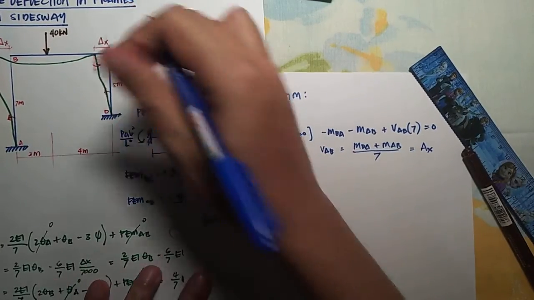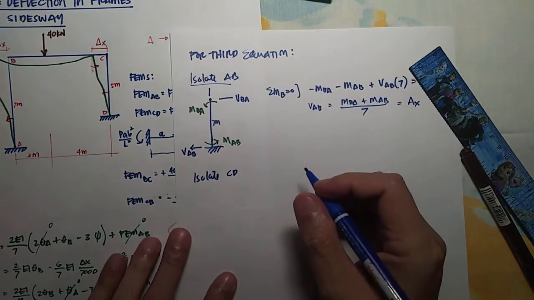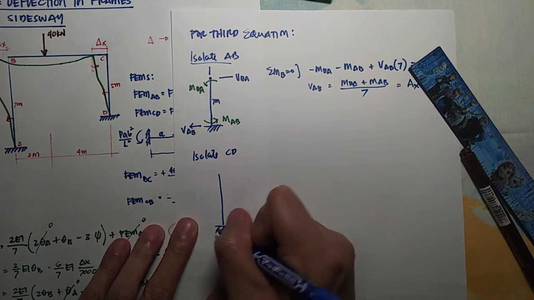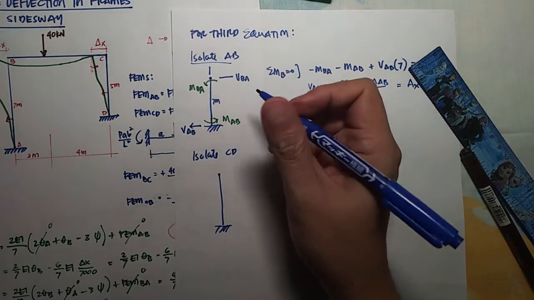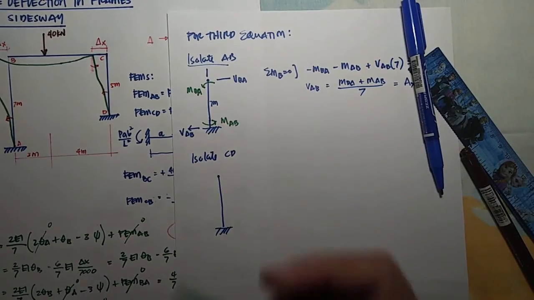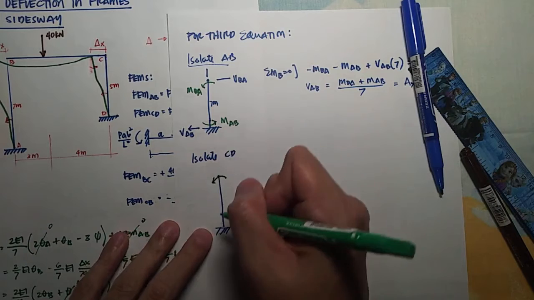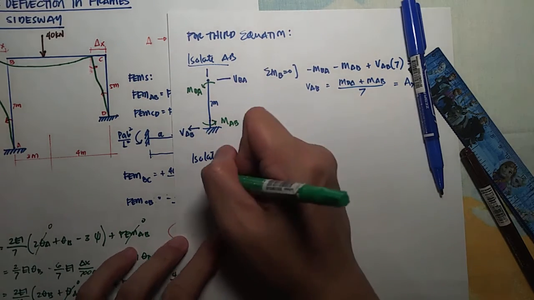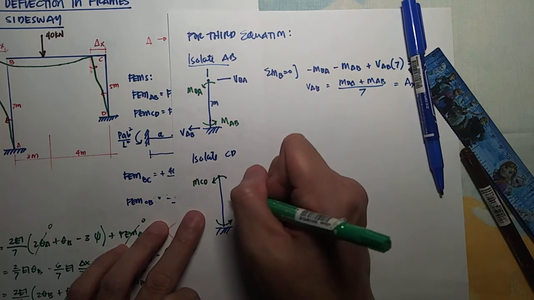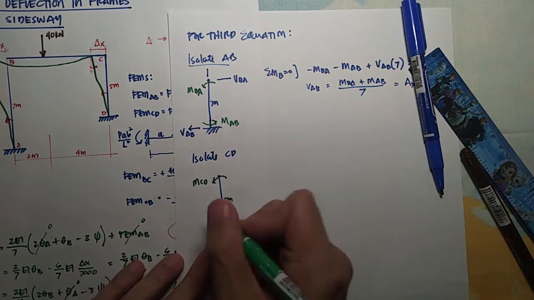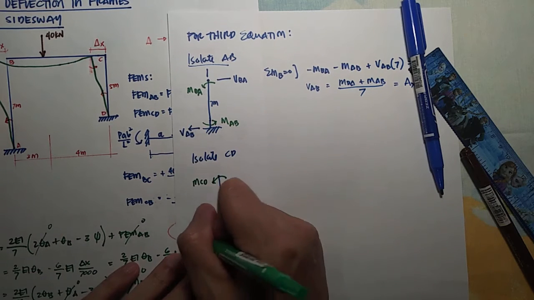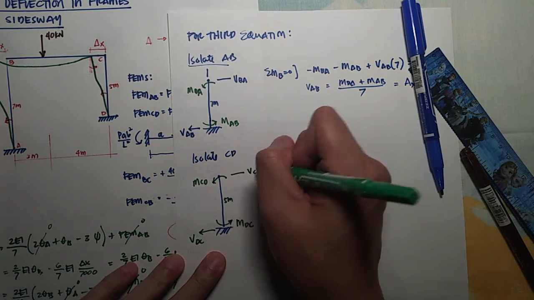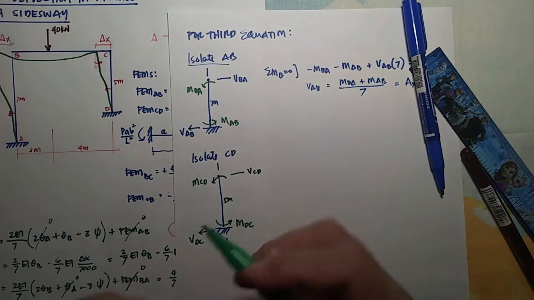Okay? Now, how about for member, let us now isolate, ito naman, CD. So almost the same, okay, for member CD, this is point D, here's point C. So these are the end moments. So this is the moment on DC. Ito naman may moment sa CD. This is 5 meters. Okay, of course may shear din dito. The shear on DC, ito rin may shear naman dito ng CD. Plus may axial din yan.